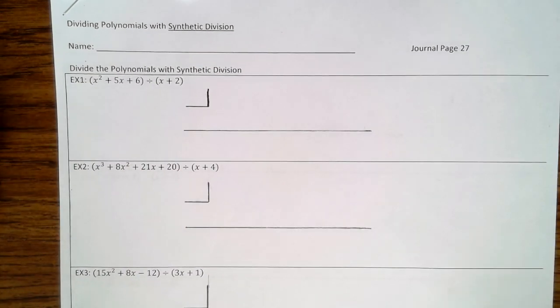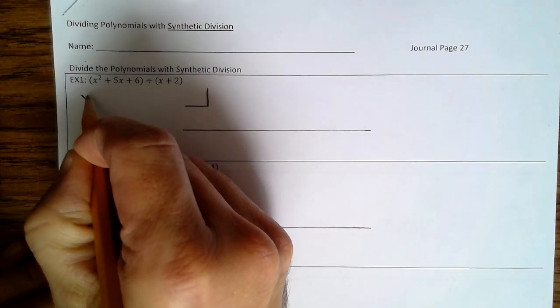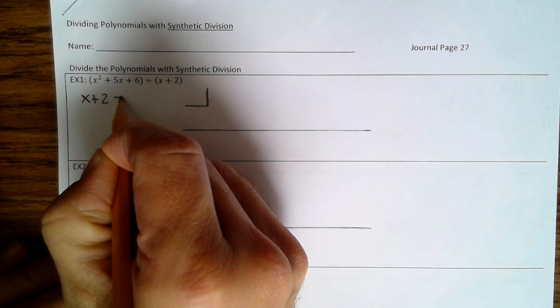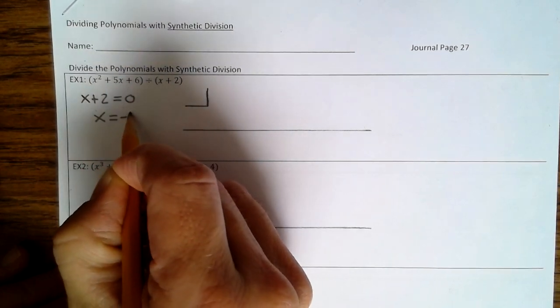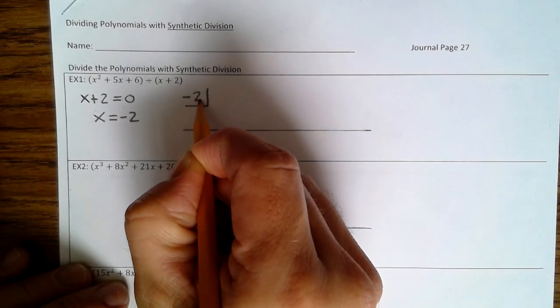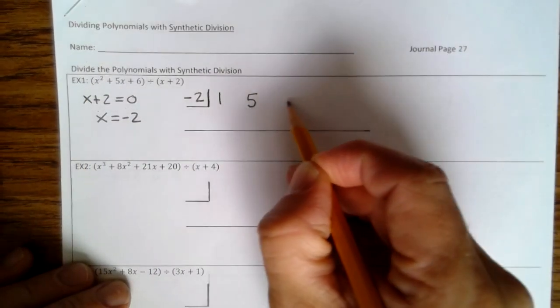All right, example 1. So first thing we need to do is set x plus 2 equal to 0. Subtract 2 from both sides, x equals negative 2. So that's negative 2 right there. And then our coefficients, 1, 5, and 6.